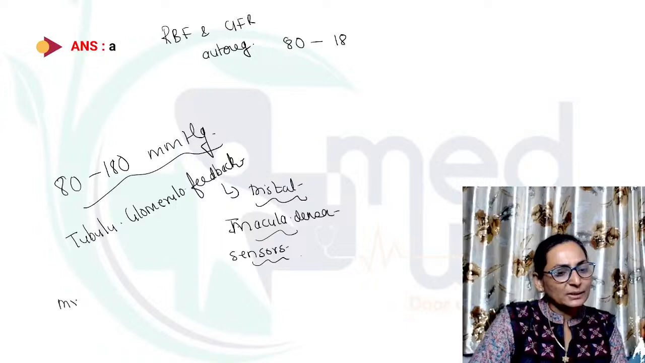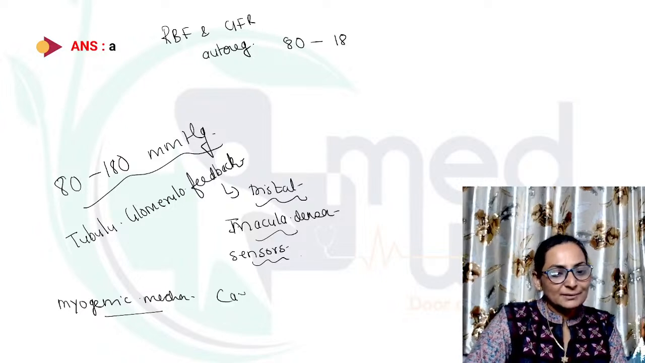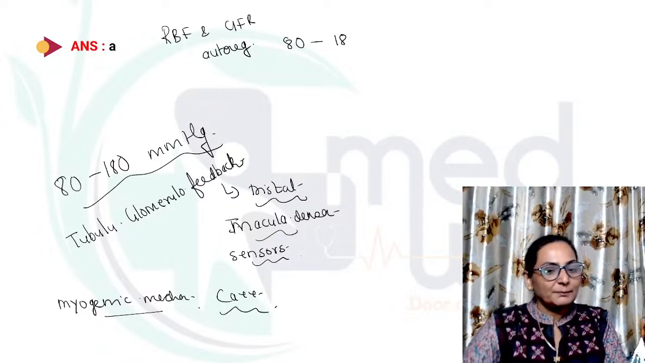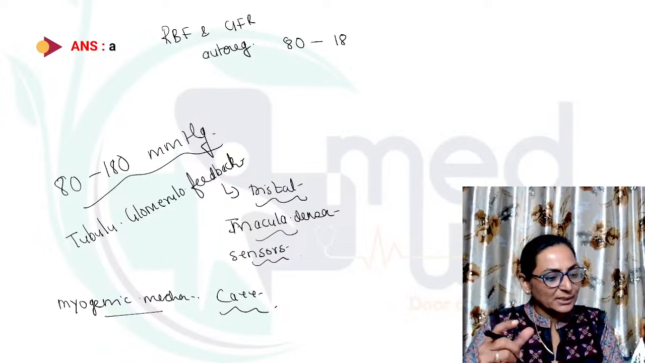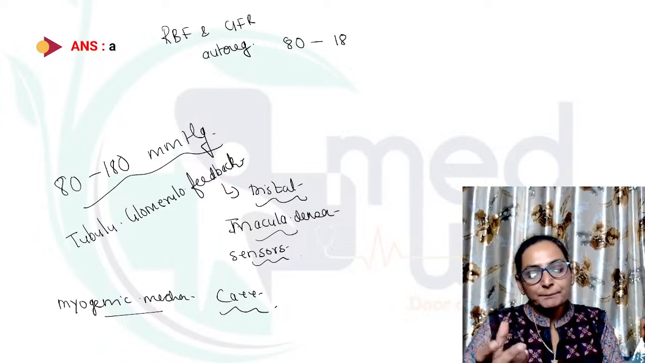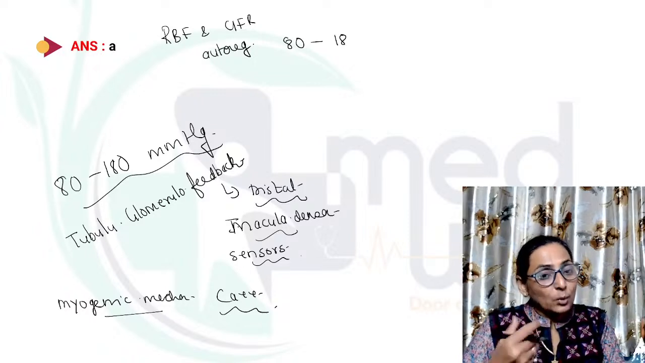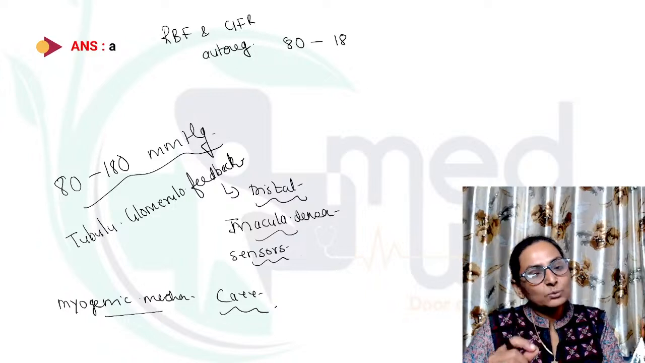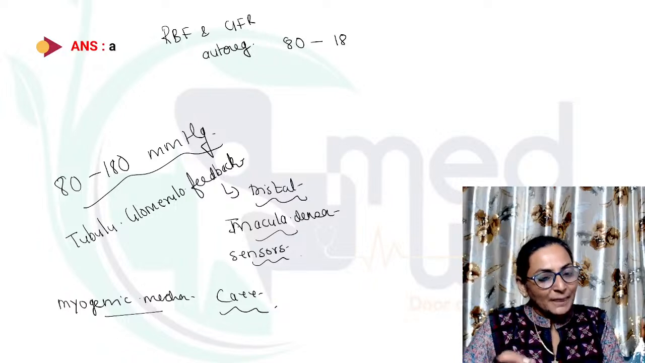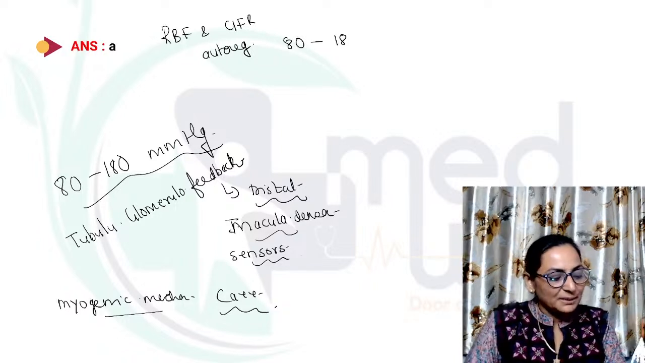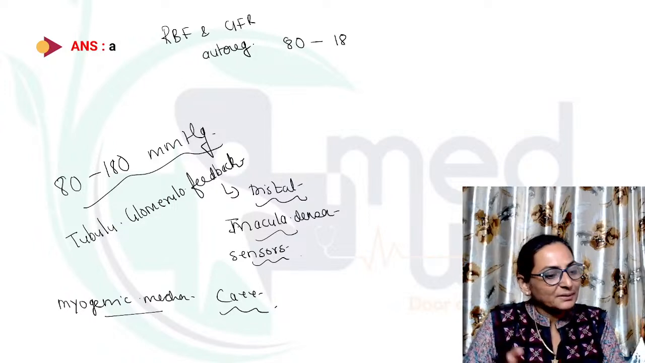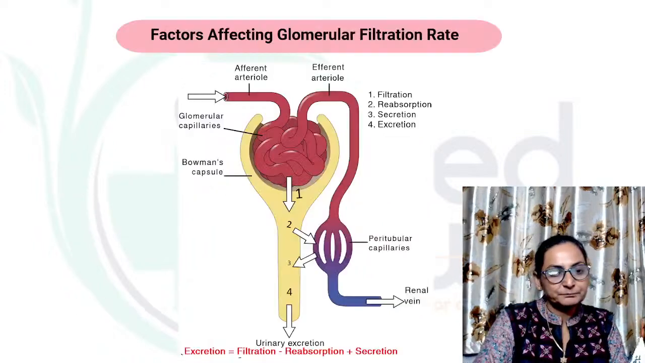The second is called the myogenic mechanism, which is based upon calcium. Whenever there is an increase in the blood pressure, there is going to be stretch of the smooth muscles and opening of the stretch sensitive calcium channels. This calcium comes inside, causes contraction of the smooth muscles of the blood vessels, and it resists the blood pressure. That means the blood flow will never increase even if there is an increase in the blood pressure.